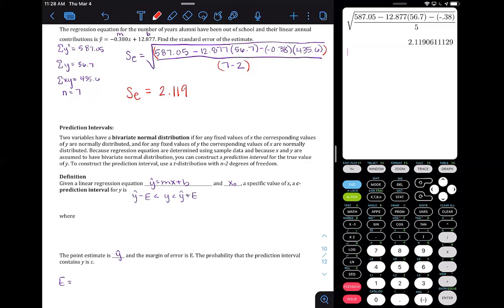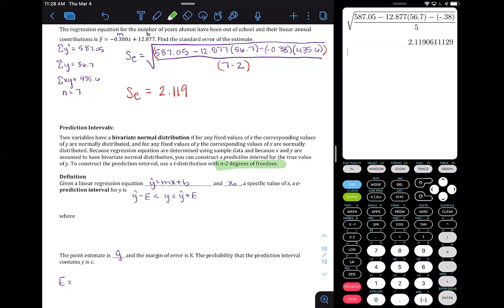To construct that prediction interval, we're going to use a t-distribution. The thing that's different is we're going to be using n minus 2 degrees of freedom instead of n minus 1. The best way I can explain that is because we're having to use two variables, x and y. Because of those ordered pairs and bivariate data, it changes it to be 2 instead of 1.